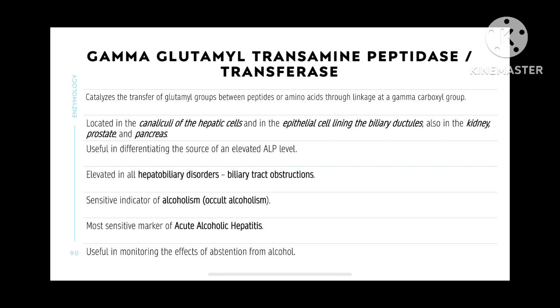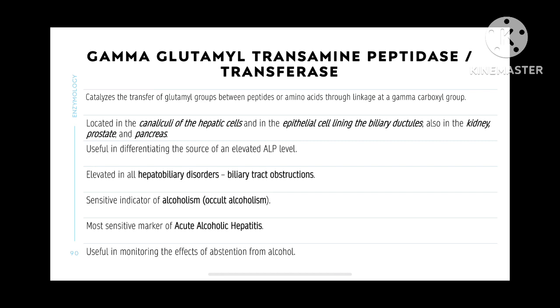In the liver, GGT is located in the canaliculi of the hepatic cells, and particularly in the epithelial cells lining the biliary ductules. Because of these locations, GGT is elevated in virtually all hepatobiliary disorders, making it one of the most sensitive of enzyme assays in these conditions. Higher elevations are generally observed in biliary tract obstruction. Within the hepatic parenchyma, GGT exists to a large extent in the smooth endoplasmic reticulum and is therefore subject to hepatic microsomal induction.